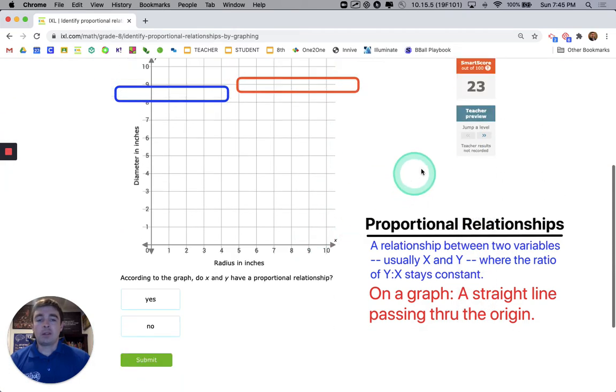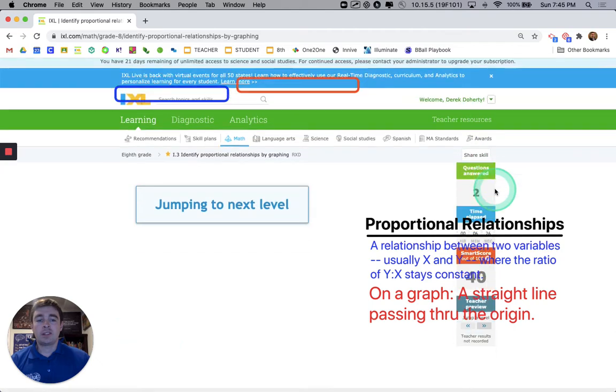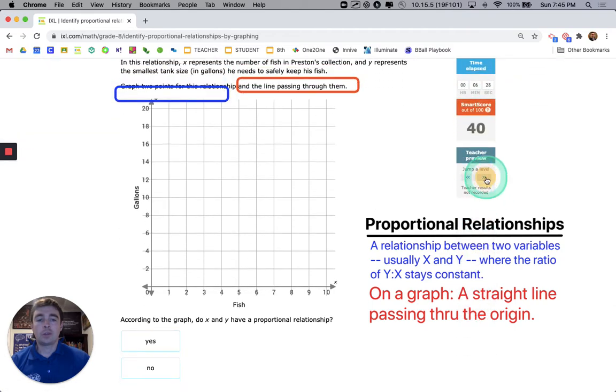We're going to skip ahead a little bit to a couple of the tougher problems in here just to give a sample of what some of the more difficult ones will look like.